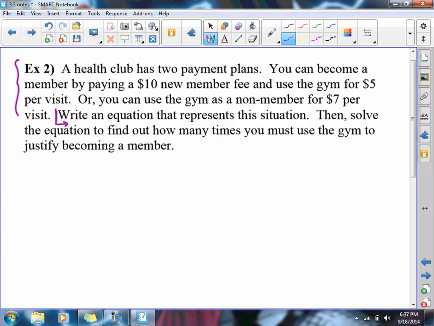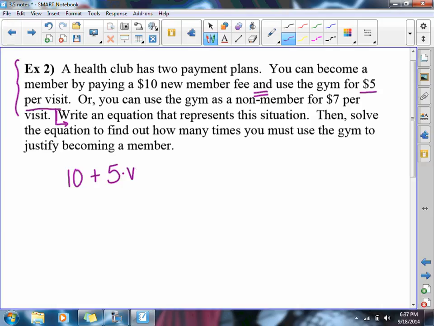Okay, so the first payment plan, you pay a $10 membership fee. So you pay $10, and that and means plus we're going to do something else. Every time we use the gym, we have to pay $5 per visit. So that's going to be 5 times V. $5 per visit. Per there means multiply.